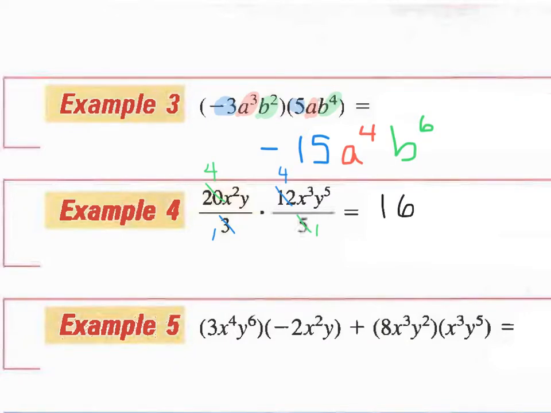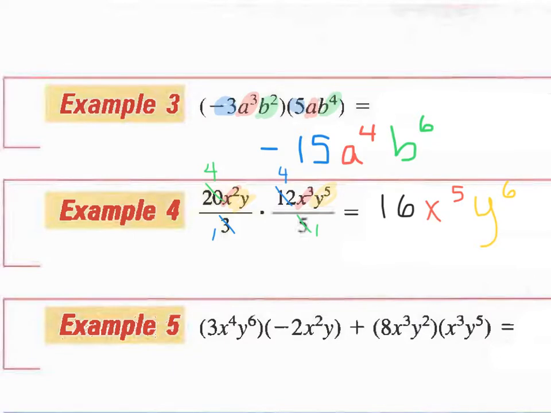And now I'm going to go back and add my variable exponents. So I'm going to grab my x's, and x squared times x to the 3rd is going to give me x to the 5th. Then I'm going to go back and grab my y's. I have a y to the 1st and a y to the 5th, which will give me y to the 6th. So this is how we're going to go about simplifying these and multiplying these.